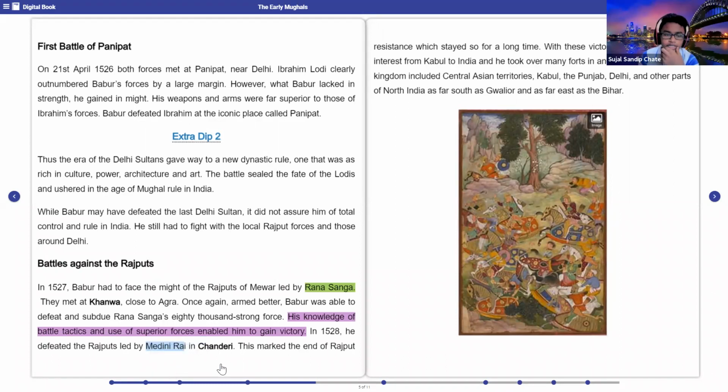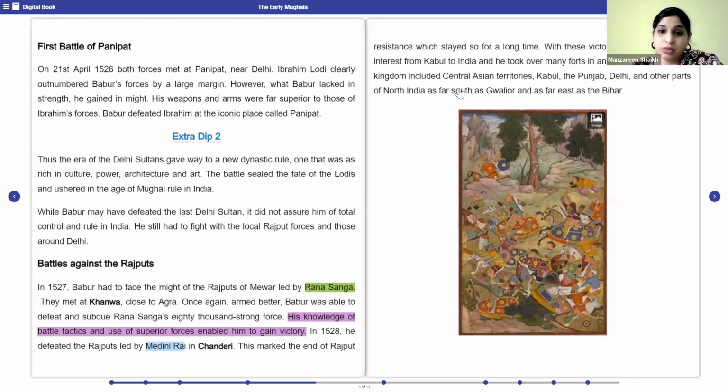Medini Rai in Chanderi. So number one was Rana Sanga. Number two is Medini Rai in Chanderi. Now this marked the end of the Rajput resistance, which had lasted for a long time. After these victories, Babur shifted his interest from Kabul to India, and he took over many forts in and around the area.